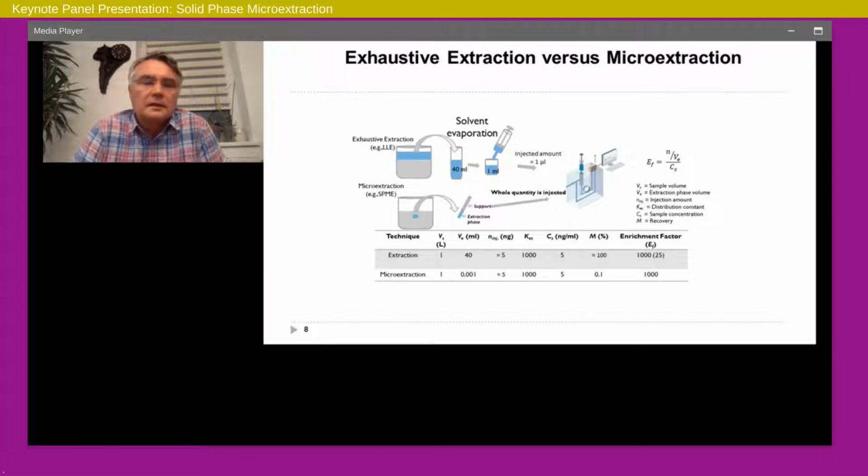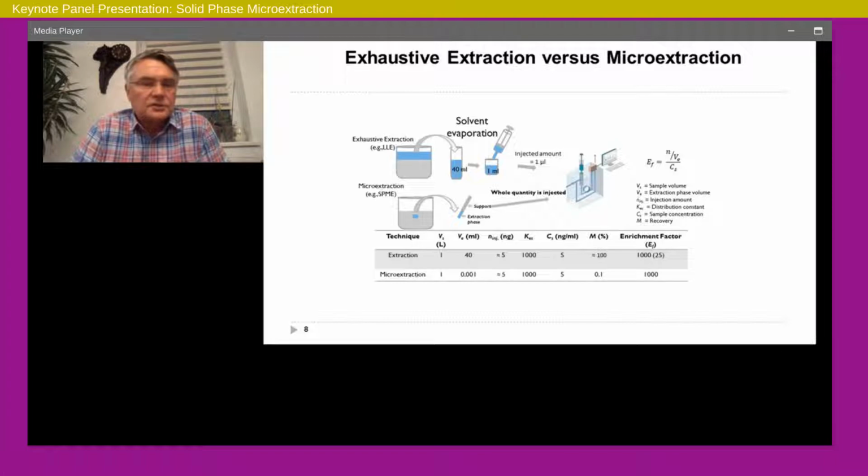And why? The reason is that by trying to exhaustively extract using 40 milliliters of solvent, you actually lower the concentration in water. And therefore, as you remember from the previous slide when I showed you the distribution constant, the concentration in water is less, so the concentration in the solvent is less as well. While here, if you use a small amount of extraction phase, the concentration in water doesn't change. So your concentration in the fiber is much higher. So you have a much higher enrichment factor. So this is one advantage.